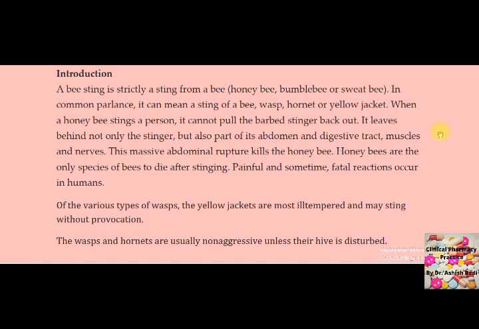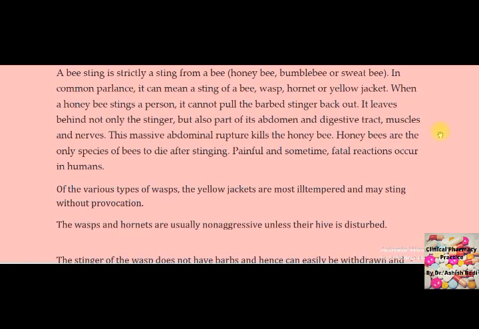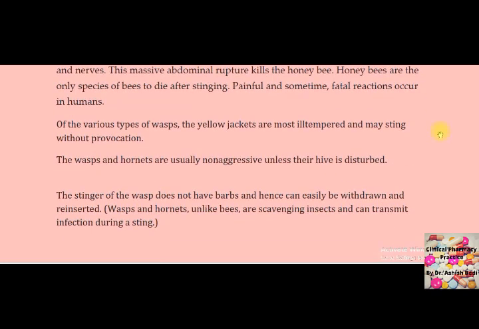This is the introduction of bee. Now we will talk about wasps. Of the various types of wasps, the yellow jackets are the most ill-tempered. I already told you that yellow jackets are the most ill-tempered and may sting without provocation.